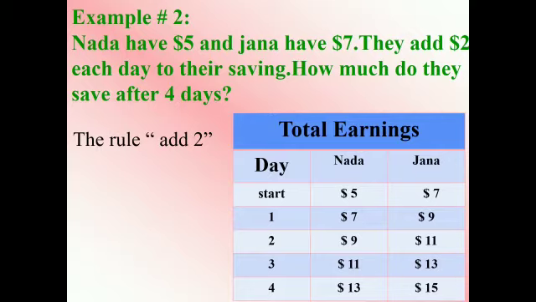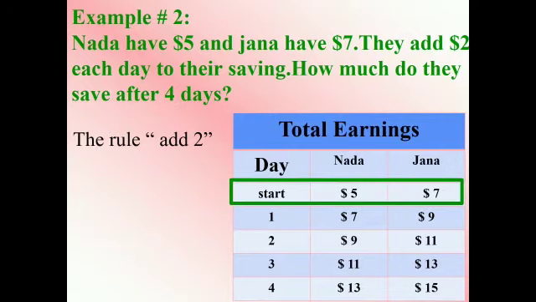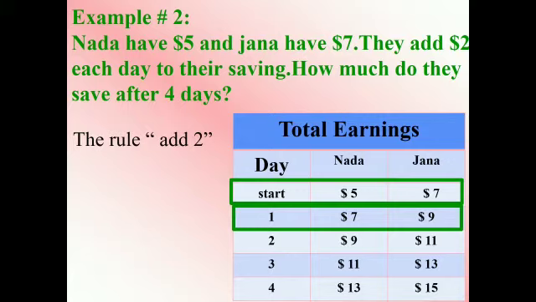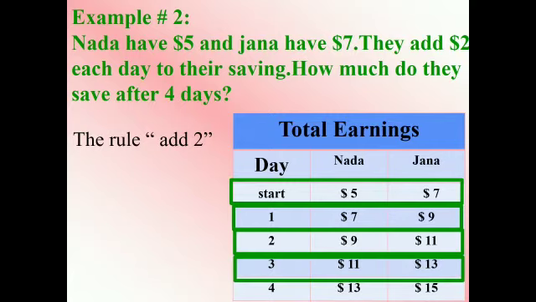First, we are going to make a table for their savings. We start from $5 for Nada and $7 for Jana, and after this we just add 2. First day, the savings of Nada will be 7 and Jana's will be 9. Second day, it will be 9 for Nada and 11 for Jana. Third day, 11 for Nada and 13 for Jana. Fourth day, 13 for Nada and 15 for Jana.